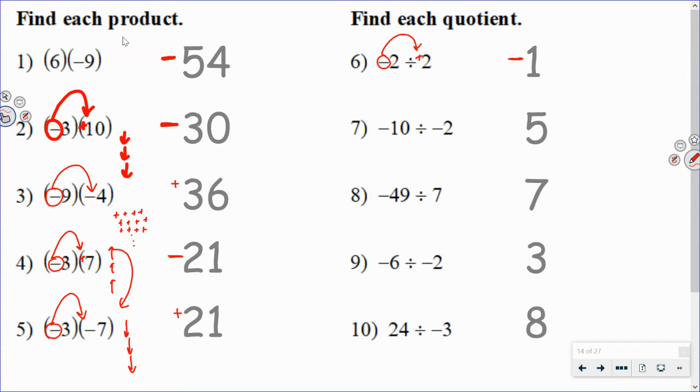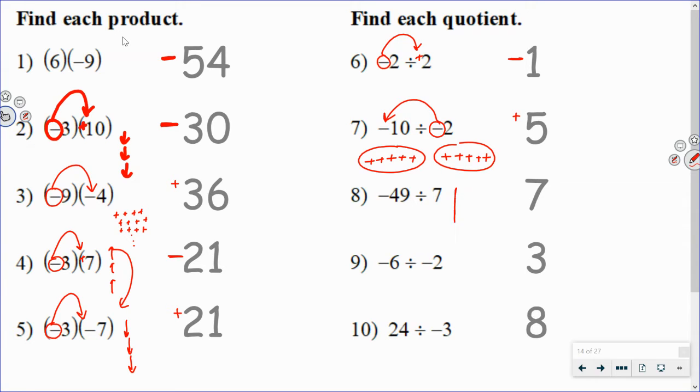Now for number 7, this one's a little trickier. See, we're asked to split up -10 into two groups: -1, 2, 3, 4, 5, 6, 7, 8, 9, 10. But wait a second. It doesn't just ask us to split up -10 into two groups. It then says take the opposite. And so the opposite of all those minus signs turns into plus signs. That's a +5.